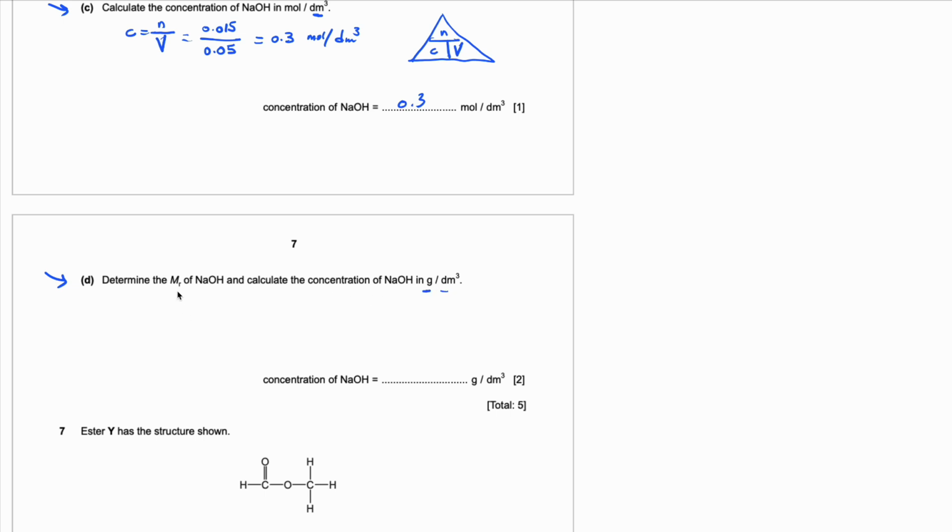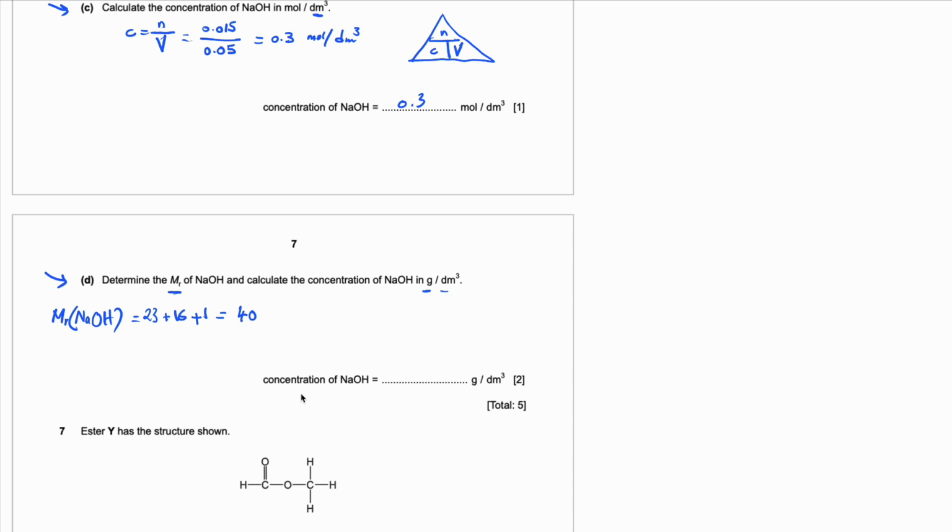First of all, we need to calculate the relative formula mass of sodium hydroxide. So MR of sodium hydroxide equals the relative atomic mass of sodium, 23, plus the relative atomic mass of oxygen, 16, plus the relative atomic mass of hydrogen, 1, and all of these numbers add up to 40. Remember, in the relative formula mass, we never have units.